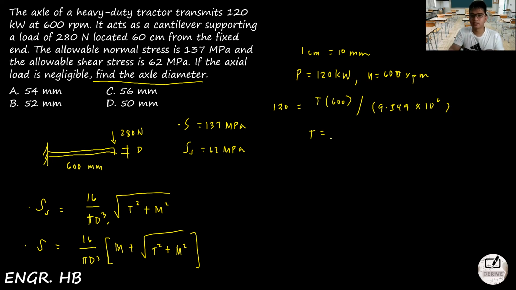So that is 1,909,800 Newton millimeter. Okay. So we have the torque. That means the torque is checked. So how are we going to get the bending moment? We all know that in a cantilever scenario, it is just the force times length, from the load to the free end. And we know that the force applied is 280 newtons times 600 mm.